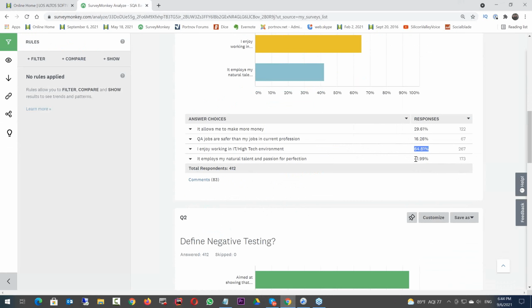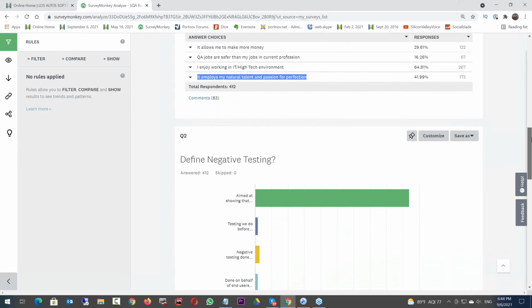Another one is also nice if you say it right. It employs my natural talent and passion for perfection. So you can say I really have passion for software quality and for quality overall. But they have to trust you, guys. If you don't think about yourself that way, don't say it. Just say you like to work in high-tech environment. But it is also a very good answer. I mean, it's just who I am. Okay, very good.